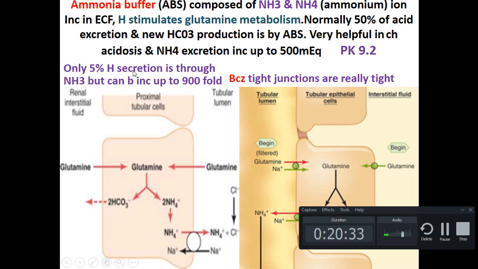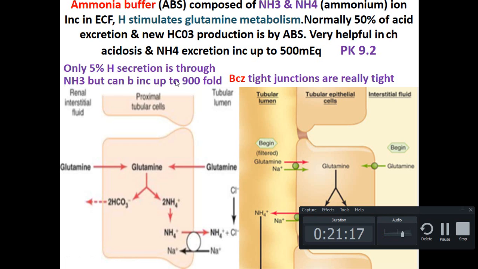Only 5% of hydrogen secretion is through ammonia, but it can be increased up to 900 fold. 900 times can be increased. So I am again saying this ammonia buffer is a very good friend in case of chronic acidosis. Why does it become 900? Because of tight junctions, which are really very tight. You will see in this diagram that in the PCT, the so-called tight junctions are not actually very tight, and here you will see a real tight junction.